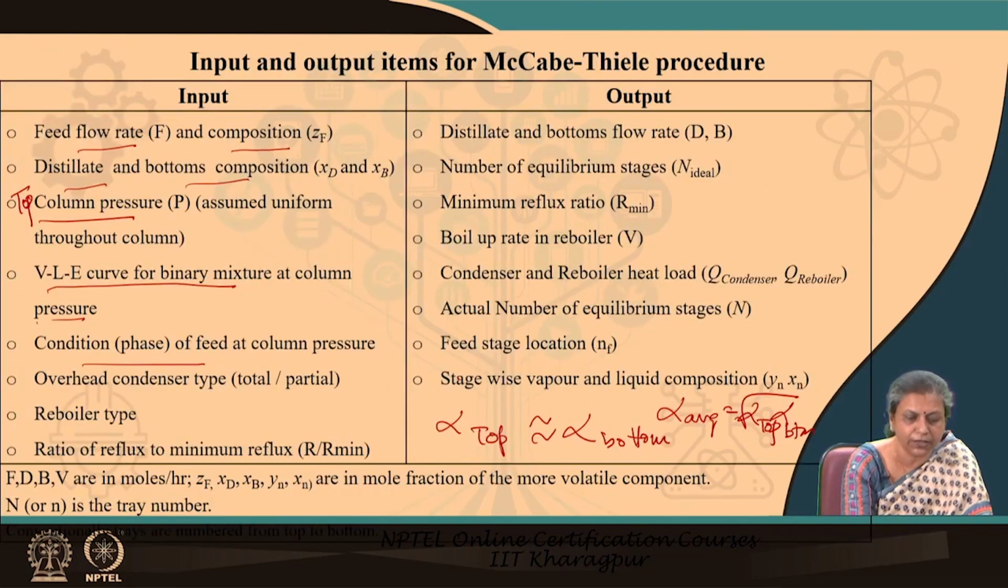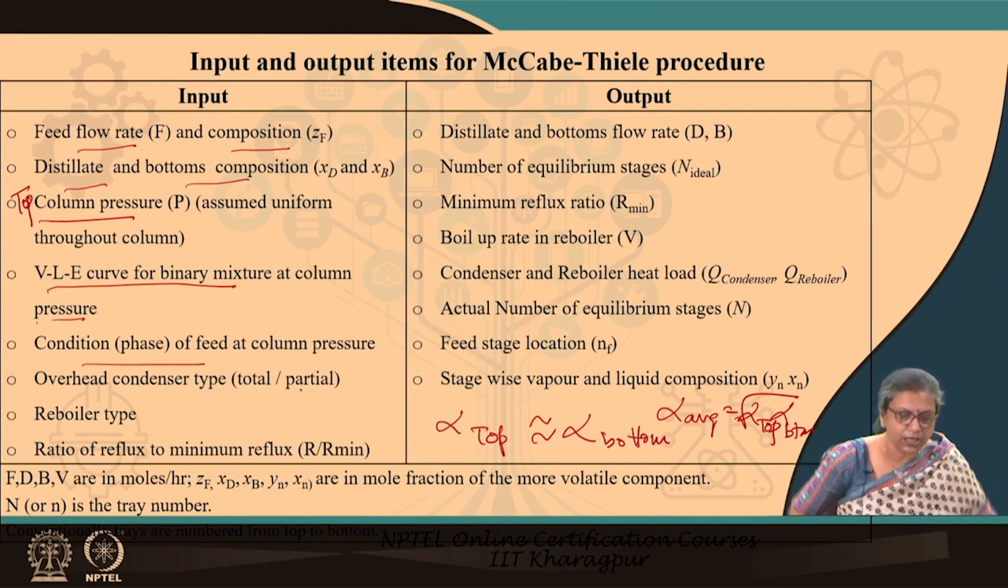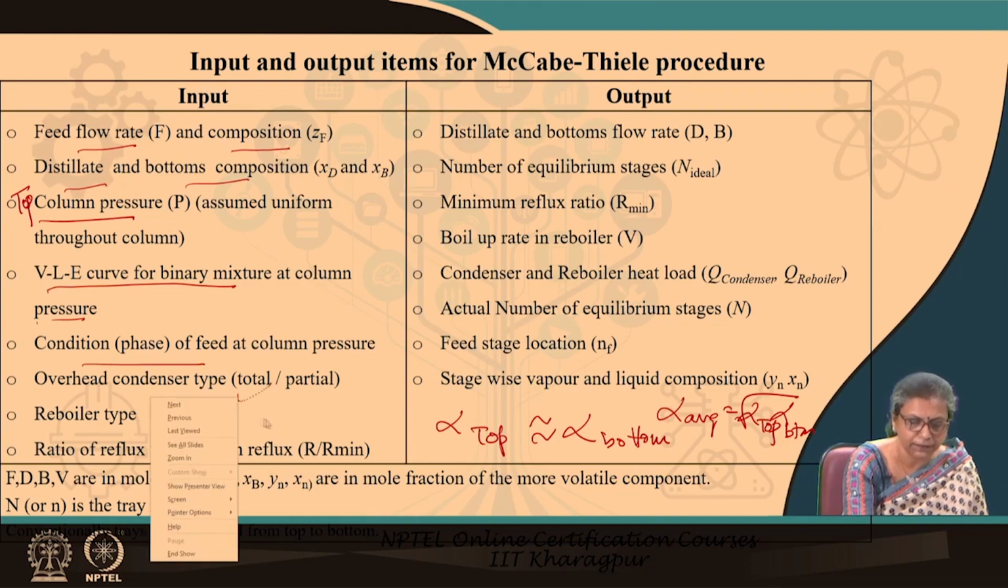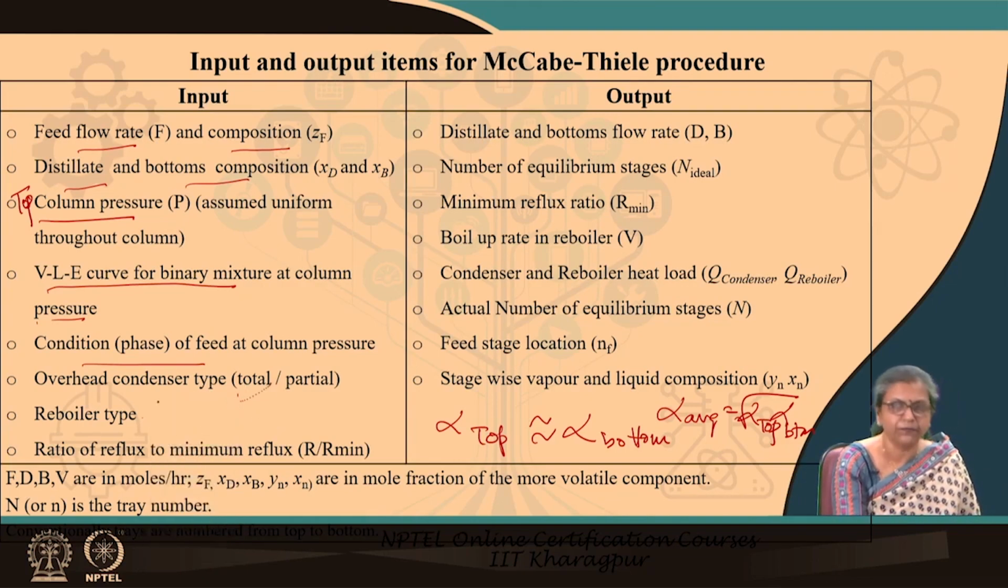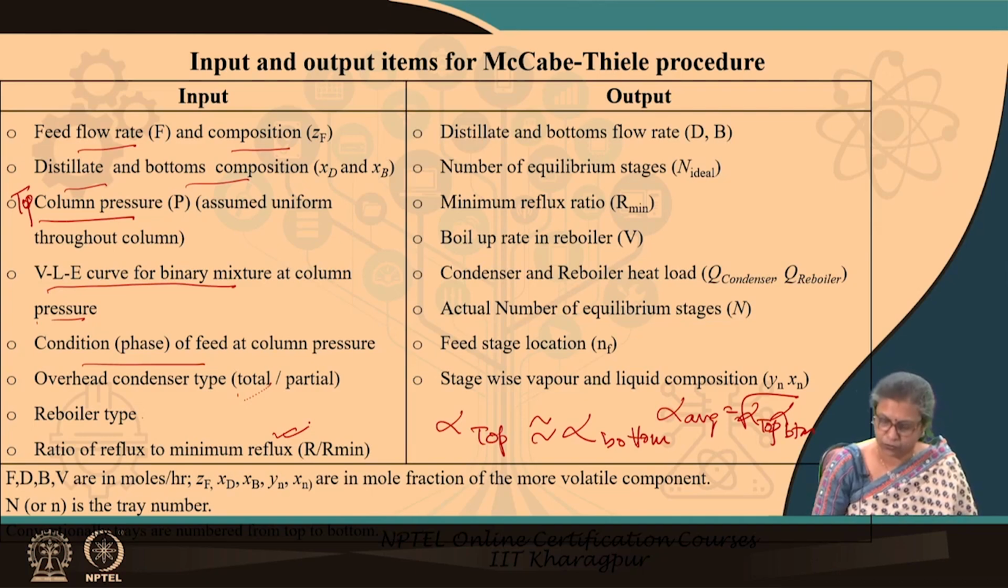Well, the next thing is, more or less the feed flow rate, the feed condition, the column pressure, everything has been done. For the overhead condenser type, unless it is specifically mentioned that a partial condenser is required for some particular purpose, we will always go for a total condenser. And we can select the reboiler type. One more thing we are required to select is the reflux ratio with respect to the minimum reflux ratio, which I am going to discuss in the course of this lecture. And from these inputs, what are the outputs that we would expect?